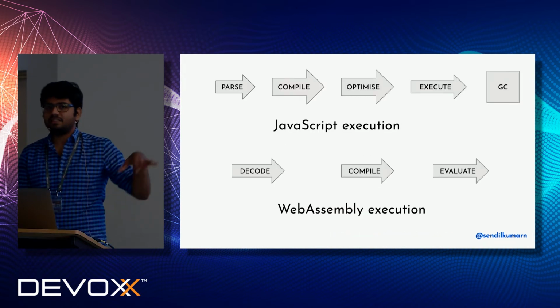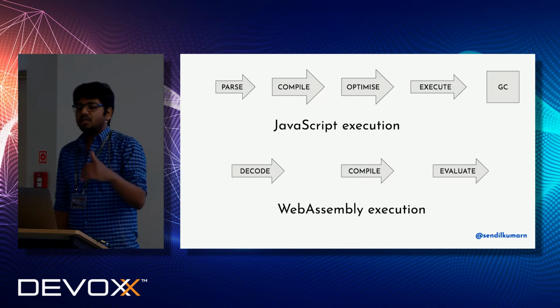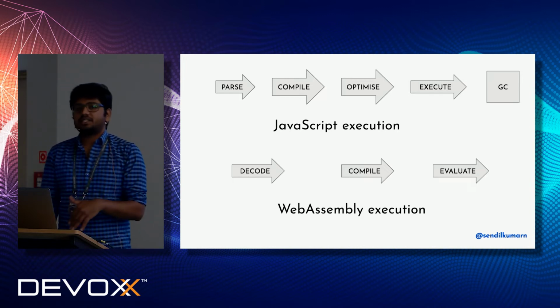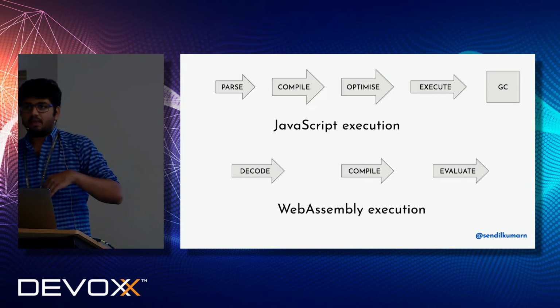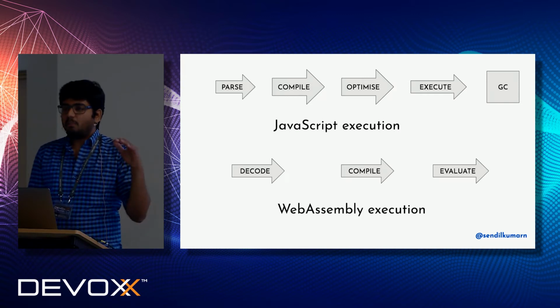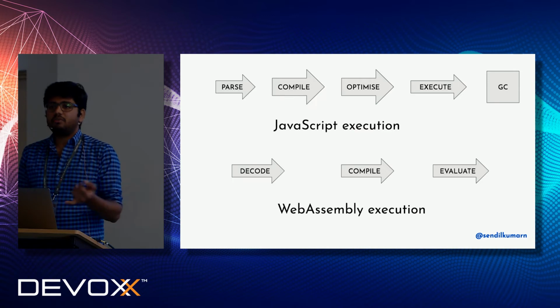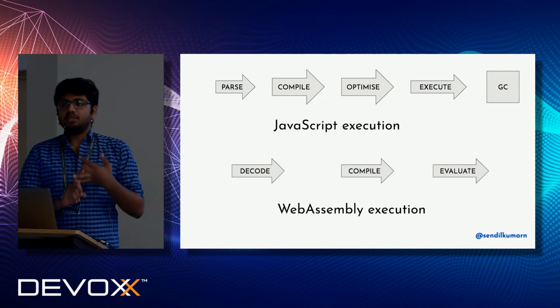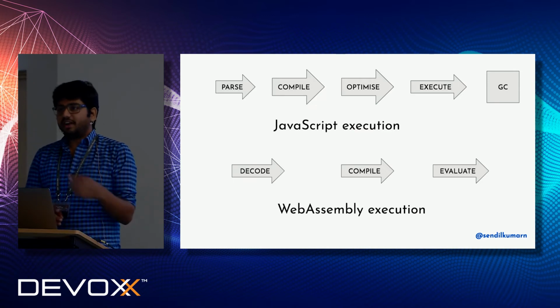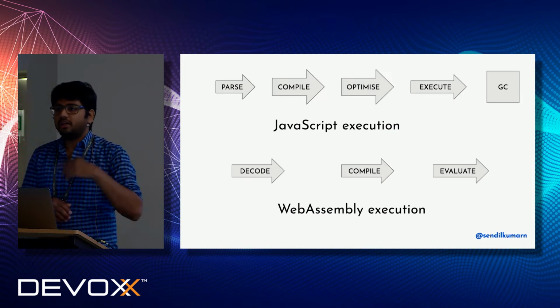So as you can see, the JavaScript execution has multiple steps. On the other hand, the WebAssembly execution has only 3 steps, which makes it really faster. Parsing is a huge job for a JavaScript engine to do. It hogs up a lot of memory and a lot of time to do this parsing. But decoding is very simple to do. You can do it in nanoseconds.